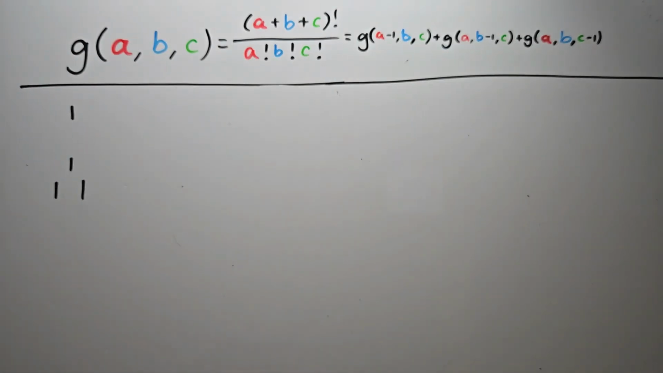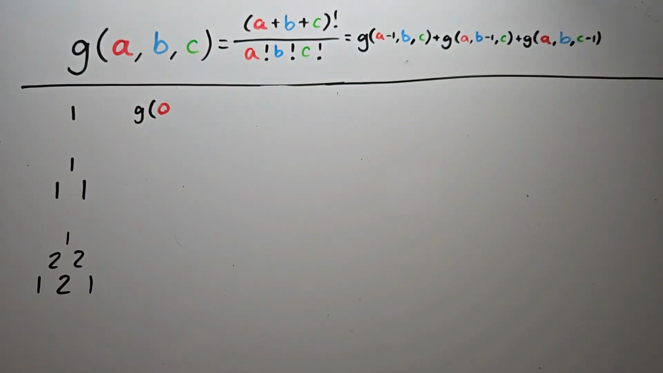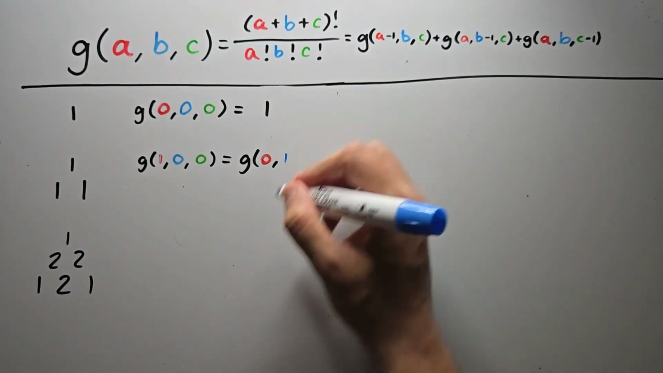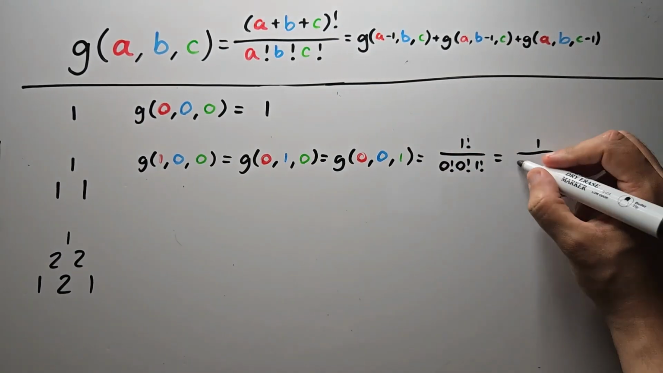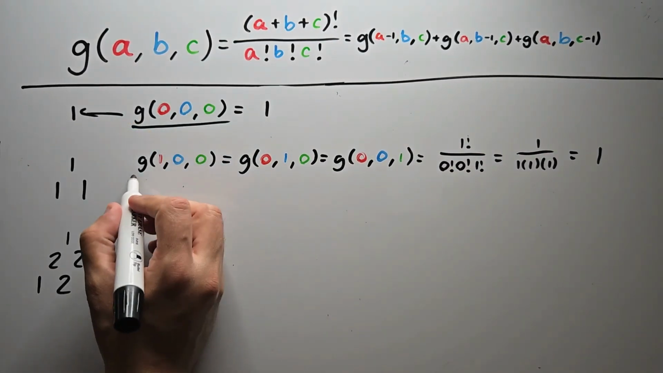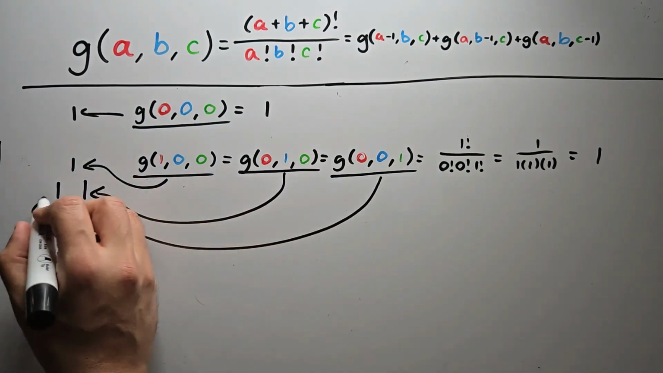Here are the first three layers of Pascal's tetrahedron. By fairly simple calculation, we can see that g of 0, 0, 0 equals 1. And g of 1, 0, 0 equals g of 0, 1, 0 equals g of 0, 0, 1, which also equals 1. Thus, the first two layers perfectly line up with our g function.